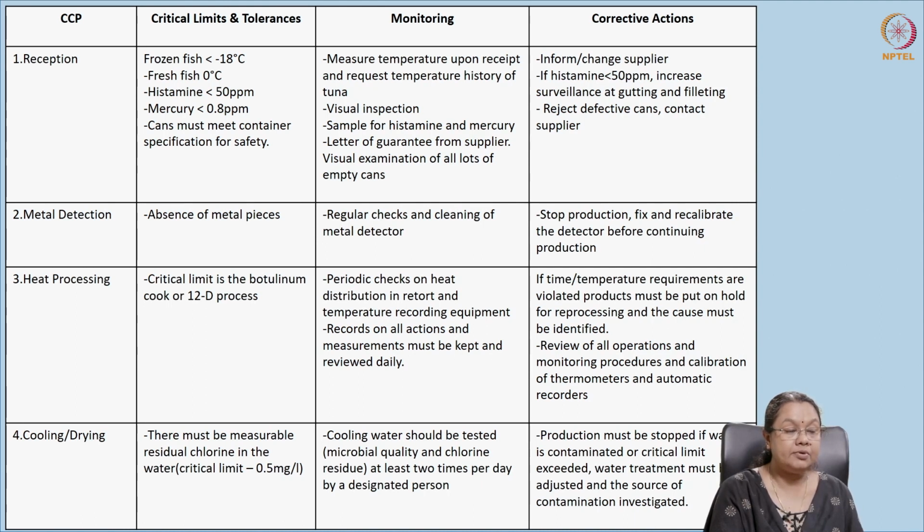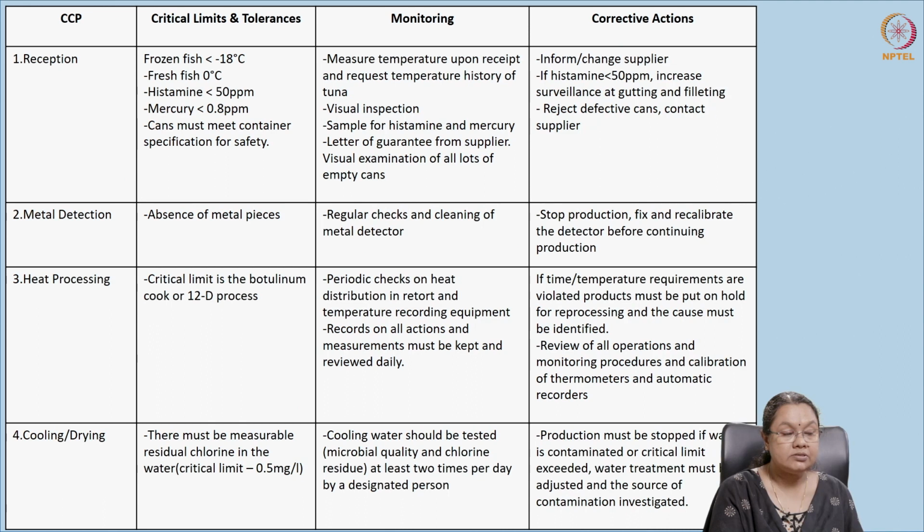Again, heat processing is most critical here, because this is a heat processed cooked product which can be consumed as such, and it is not necessary to recook it. So when we do heat processing, targeting the botulinum bacteria, the critical limits for botulinum should be checked, and we should see that it is meeting the requirements, and the time temperature relationship has to be maintained thoroughly. Then the last CCP here is cooling and drying.